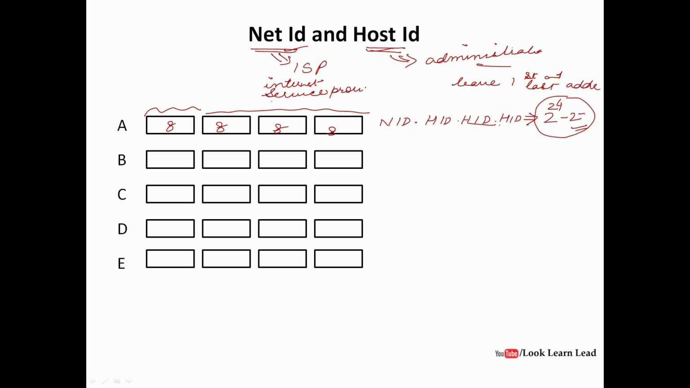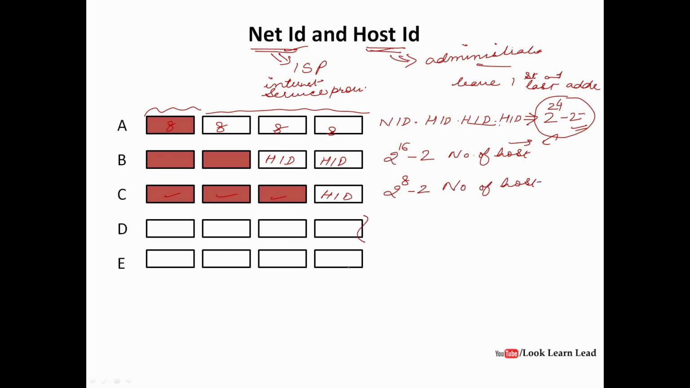So for class A, the first octet is the net ID and the remaining is the host ID. Now class B, these two are the net ID and the remaining two are the host ID. So for class B the number of hosts would be 2 to the power 16 minus 2. And for class C, these first three octets are the net ID and this last one is the host ID. So for class C there are 2 to the power 8 minus 2 hosts.